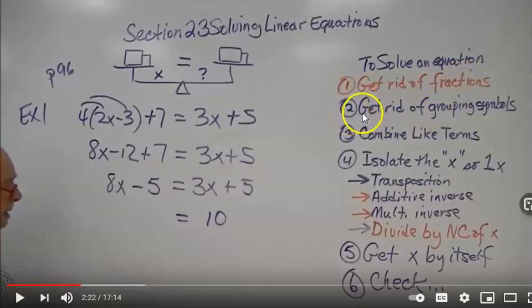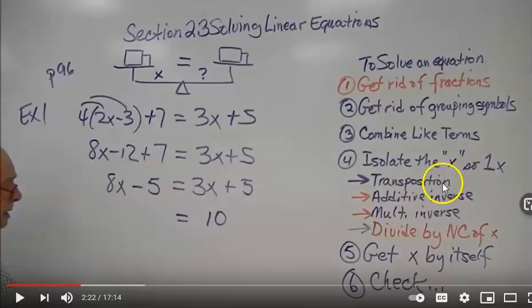Item two, get rid of grouping symbols. Parentheses, brackets, again, fractions, the fraction bar is a grouping symbol. Now, then you're going to combine like terms, and we've done some work on what like terms are. Now, for item 4, isolate the x so that eventually on one side you just have a 1x, or we don't write the 1, the plain x, and on the other side you have a number.